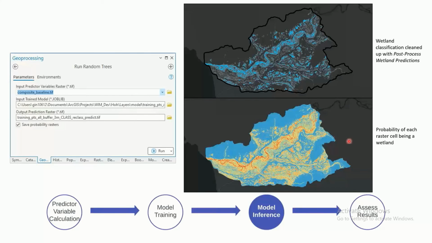And this is where a decision maker can really decide what's that trade-off? Do I want to be conservative with my wetland predictions and only look at where it's an 80% probability or higher? Or is it very costly to miss wetlands? And do I want to consider anything that's 40% probability or higher?